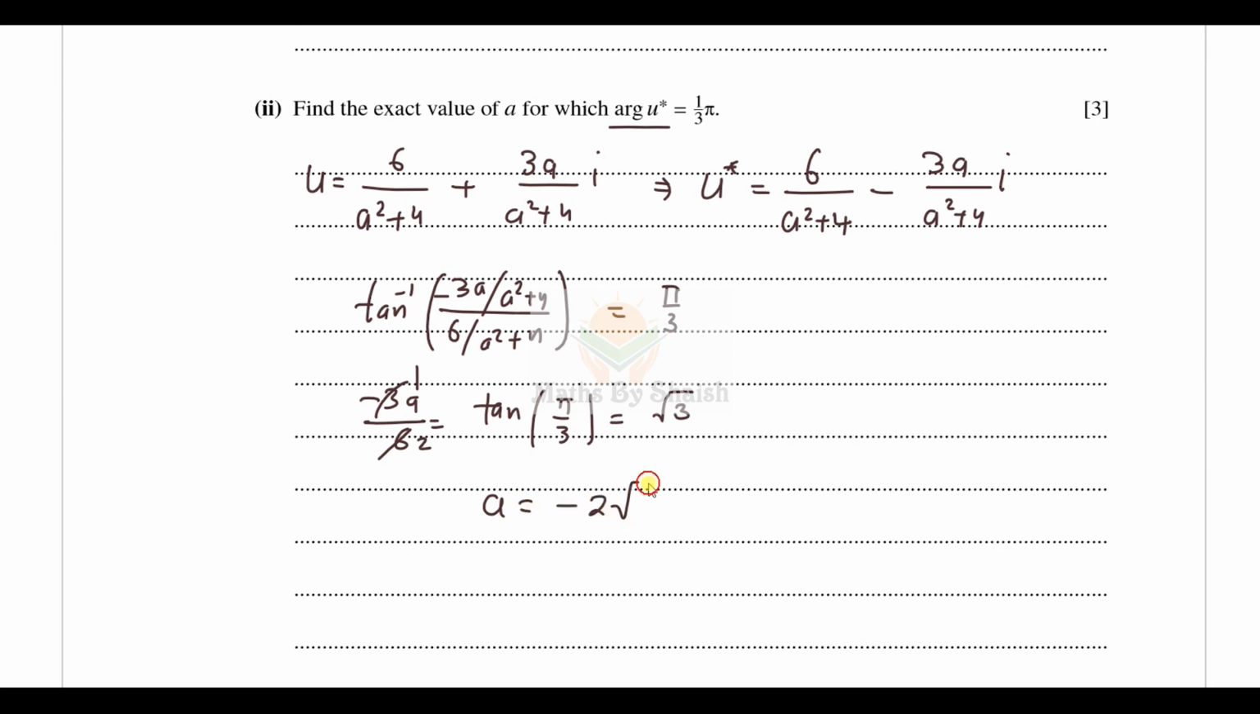If they have asked for the exact value, we are not going to evaluate root 3, otherwise it is not the exact value, you will get the approximate value, because root 3 is an irrational number. So let's do the next part of it.